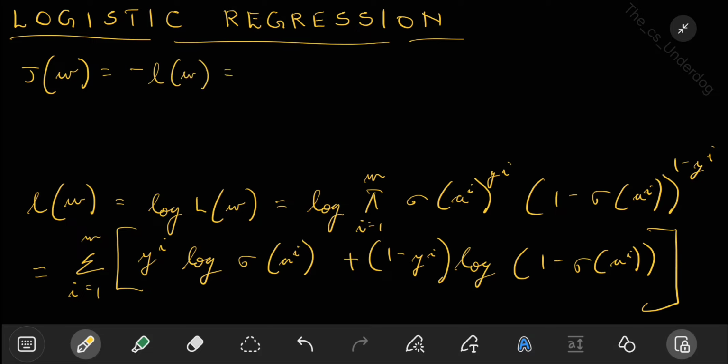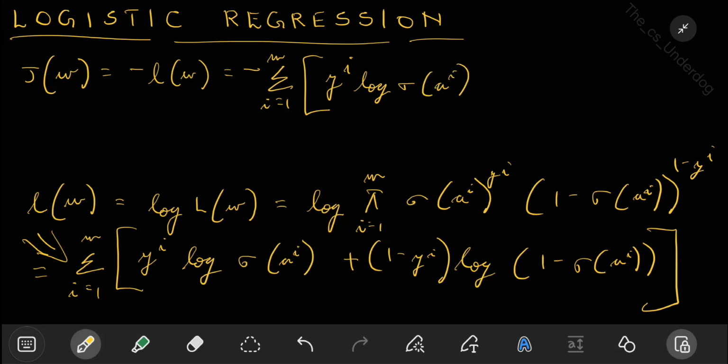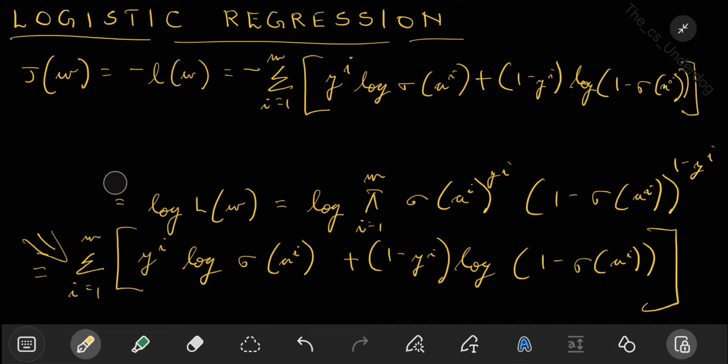So what will this be? This will be minus. I'm just putting a minus and copying this whole thing, because it's the log likelihood's negative: minus sigma i equal to 1 to m of yi log sigma of ai plus 1 minus yi log 1 minus sigma of ai. So this is my negative of log likelihood.